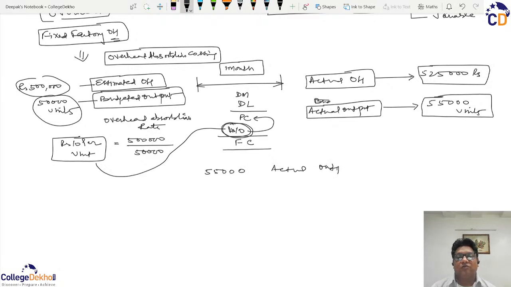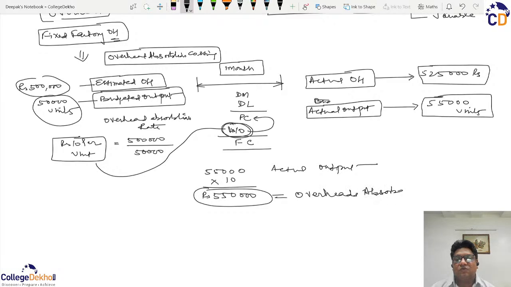Because the actual output was 55,000 units, and in each unit you have absorbed rupees 10 as the overhead cost based on the predetermined rate, therefore, in cost accounts, rupees 5,50,000 has been charged. So basically, that denotes the overheads which have been absorbed. Clearly speaking, these are the overheads which will be charged in the cost account. That is, when you make the month's cost sheet, 5,50,000 overheads will be debited there.